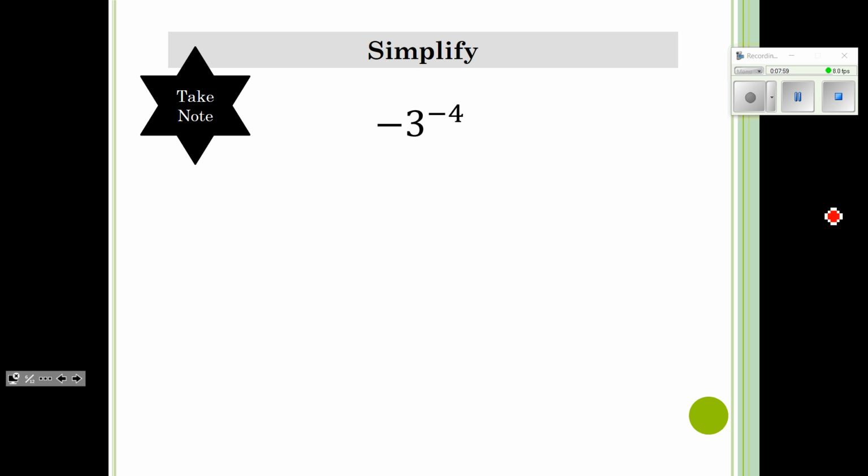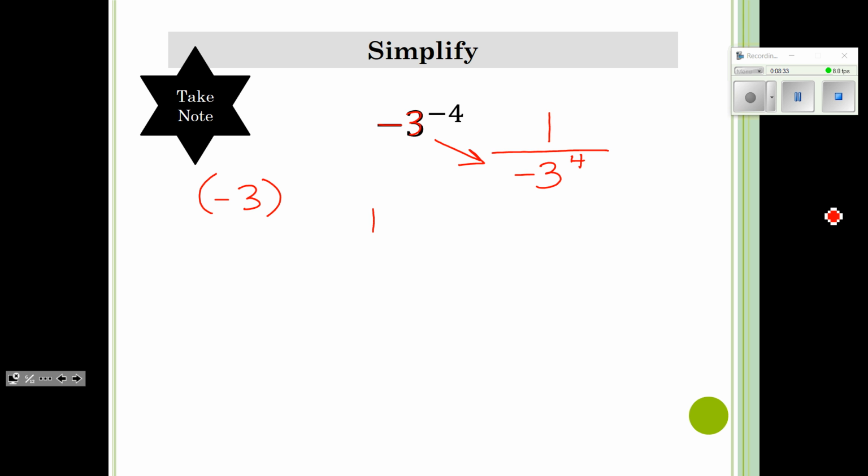Now, this is an example where we have to remember that parentheses makes all the difference. Here you see a base of a negative 3, but that is different than a negative 3 in parentheses. First thing we want to do is get rid of the negative exponent. So we're going to move that base down here to the bottom. It does nothing to the negative in front of the base. All it does is remove or change the negative exponent to a positive exponent. Now what we have here is 1 divided by the opposite of 3 to the fourth power.